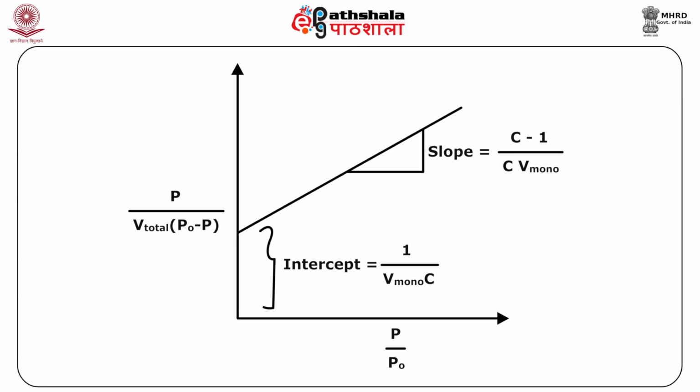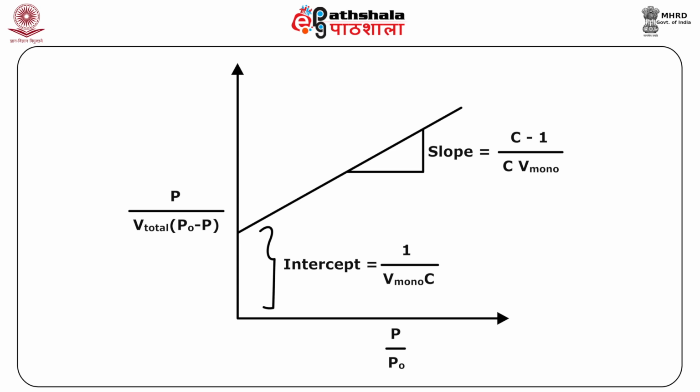The validity of the BET adsorption isotherm can be proved by plotting a graph between P upon V total into (P naught minus P) and P by P naught, as shown in the figure, which shows the BET adsorption isotherm. A straight line plot with slope (C minus 1) divided by C into V mono and intercept equal to 1 upon V mono C validates the BET adsorption isotherm. The two constants V mono and C can therefore be evaluated. After V mono is known, the surface area of the adsorbent can also be evaluated as discussed.